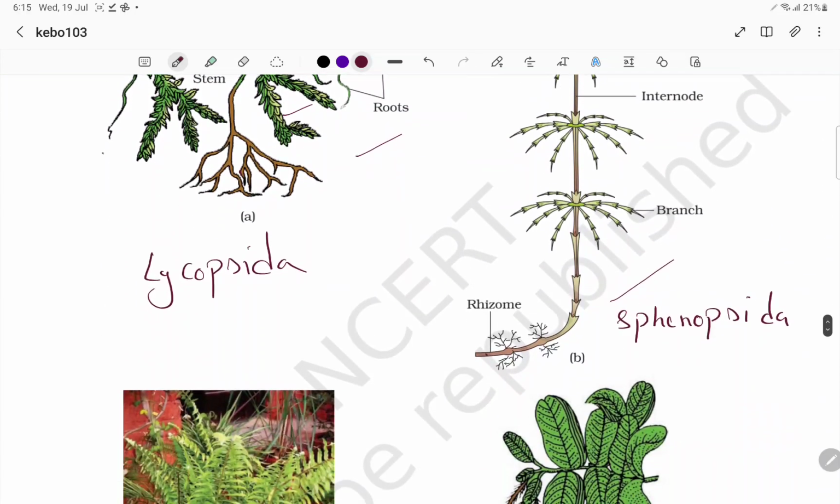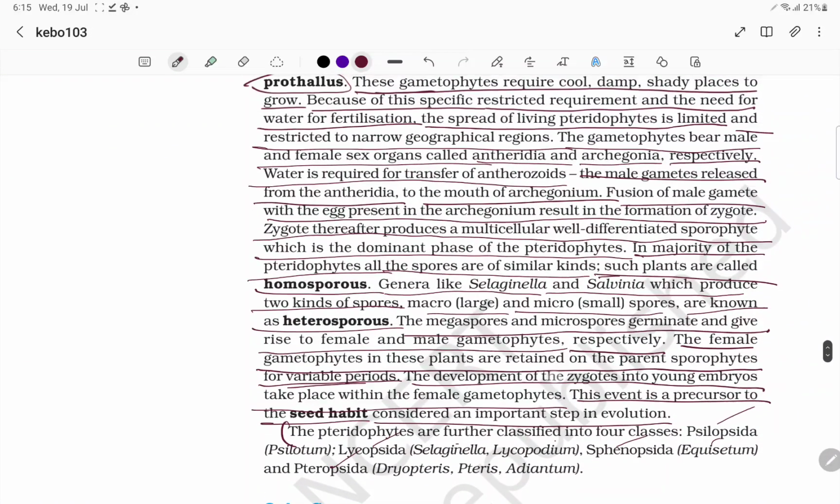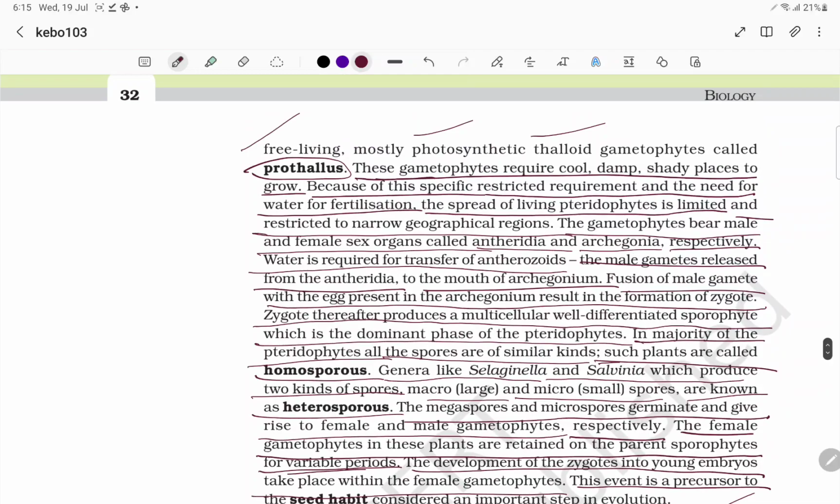So this is the NCERT line by line when it comes to bryophytes and pteridophytes of the plant kingdom. Okay, so thank you.